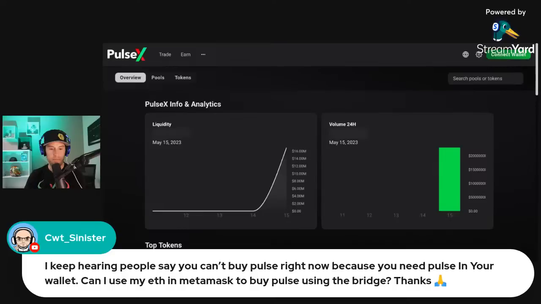I keep hearing people say you can't buy Pulse right now because you need Pulse in your wallet. Can I use my ETH and MetaMask to buy Pulse using the bridge? No, you can't, unfortunately. The reason everybody's saying that is you have to have Pulse in your wallet in order to buy Pulse.